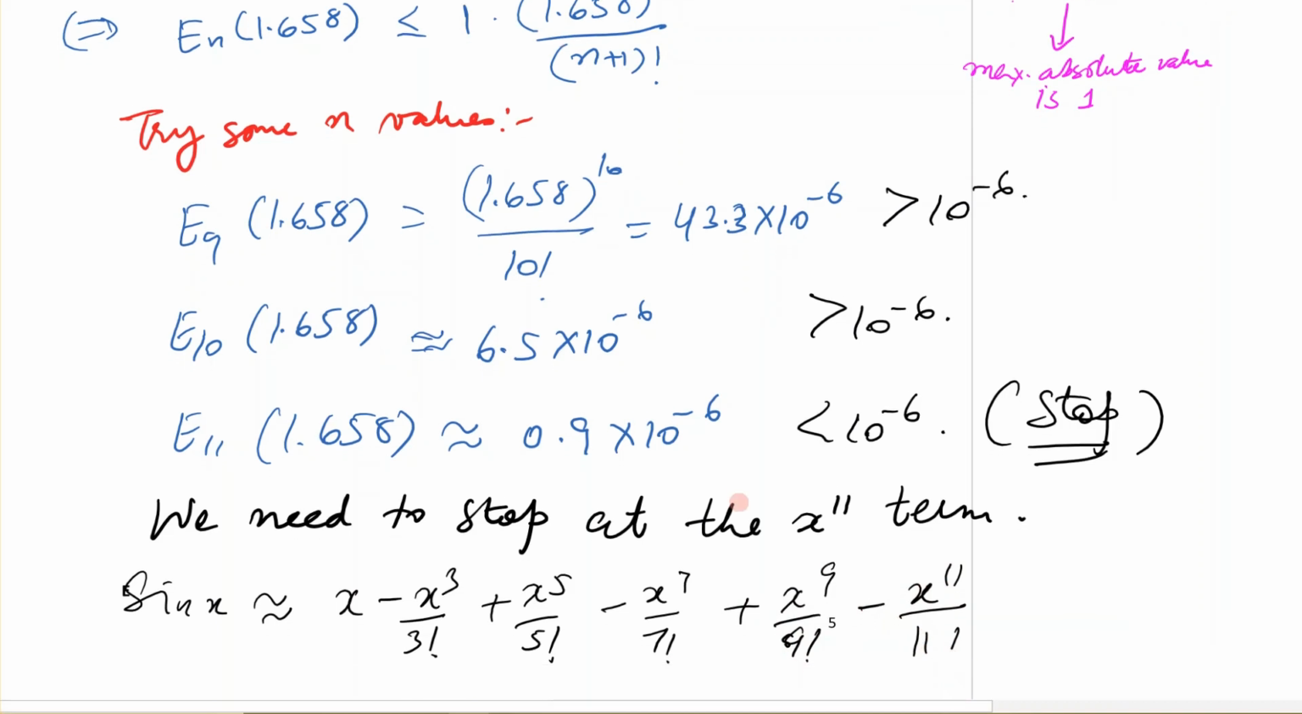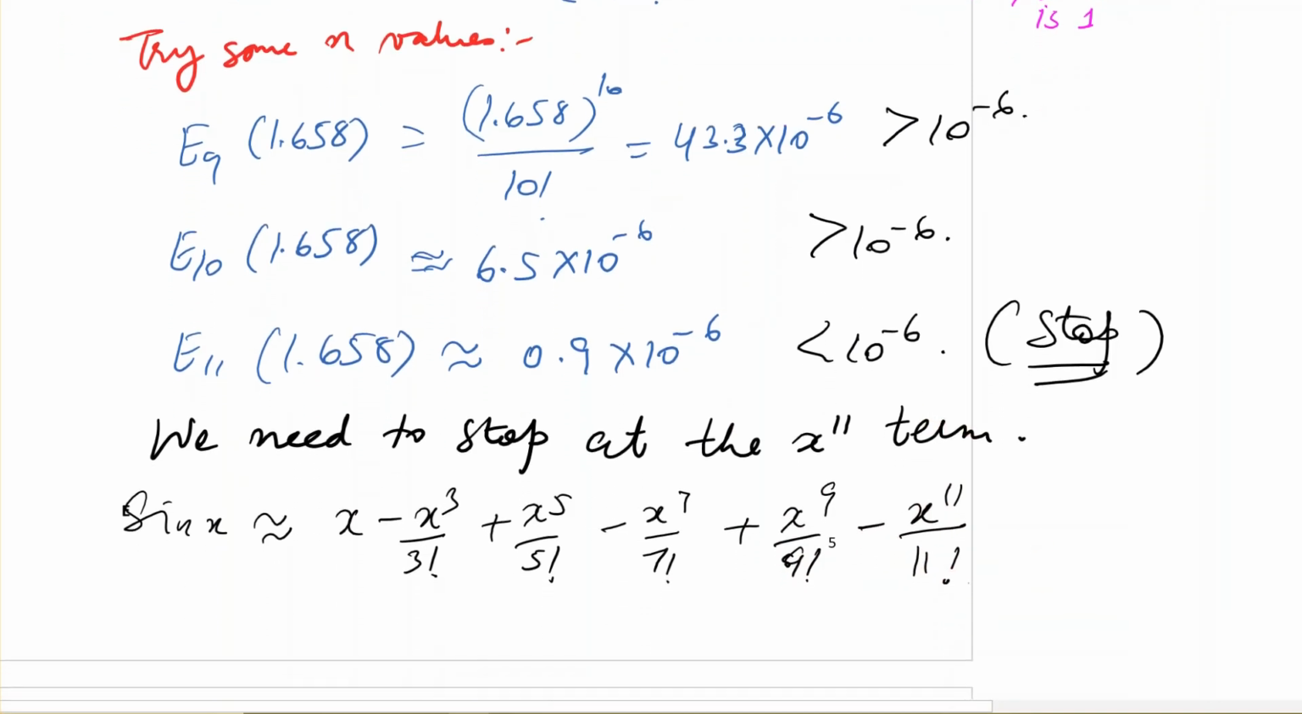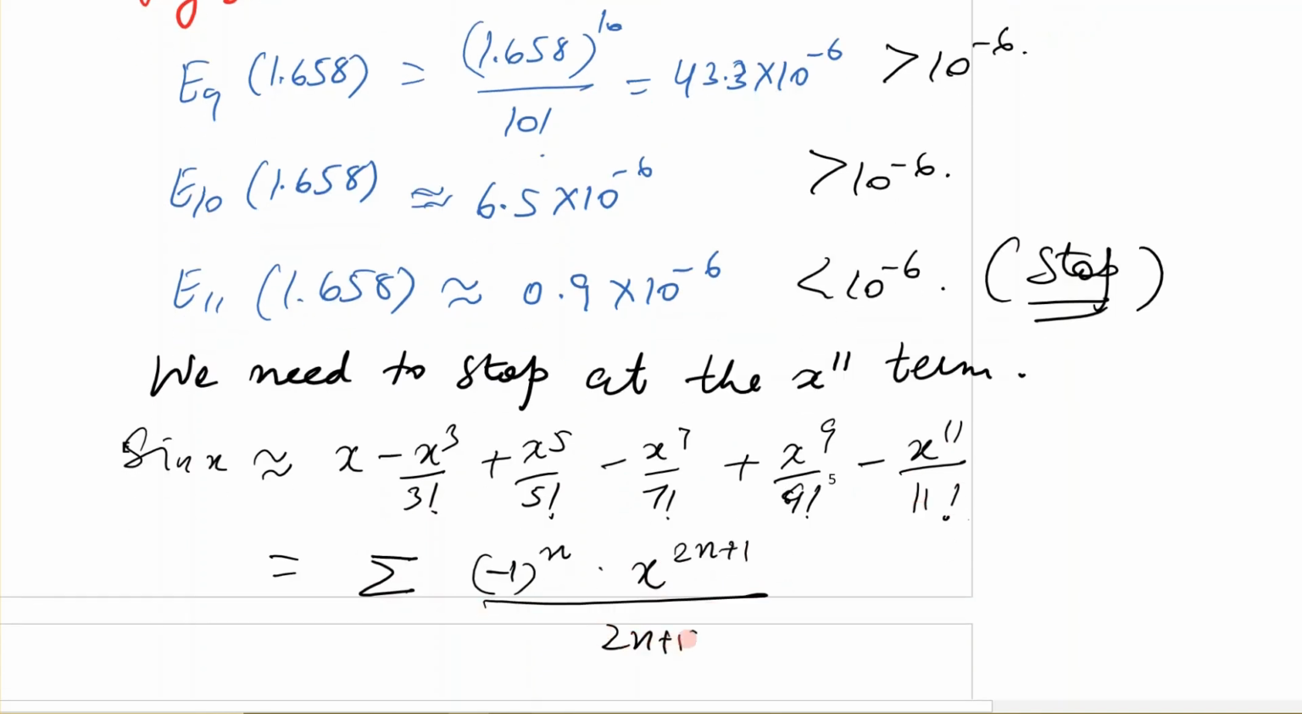So if you want 10 raised to power negative 6 accuracy, you can just write this in summation form: negative 1 raised to power n, and then x raised to power, all odd numbers written in the form 2n plus 1, over 2n plus 1 factorial, where n goes from 0 to 5. It will give you these 6 non-zero terms of the sine series that you need in order to get 10 raised to power negative 6 accuracy in your result. I hope that makes sense. Whenever we truncate any Maclaurin or Taylor series, we can always find the error that we are making when we are only considering a few terms of the series.